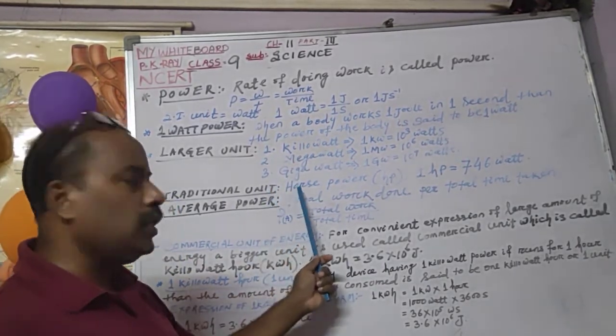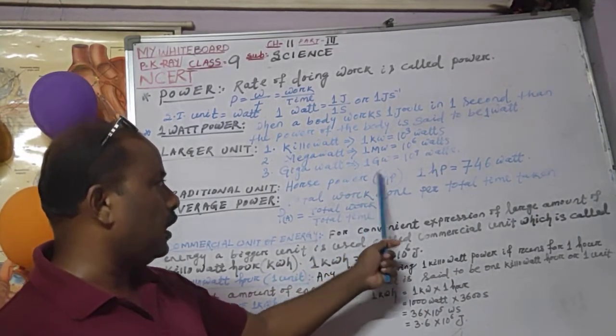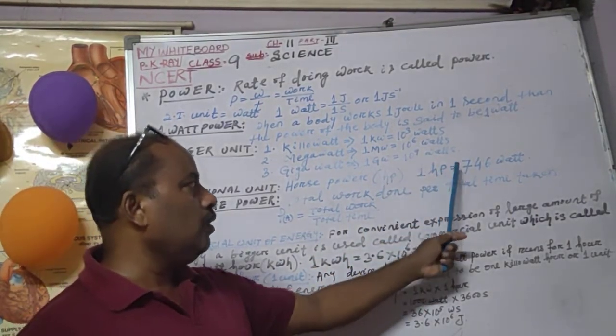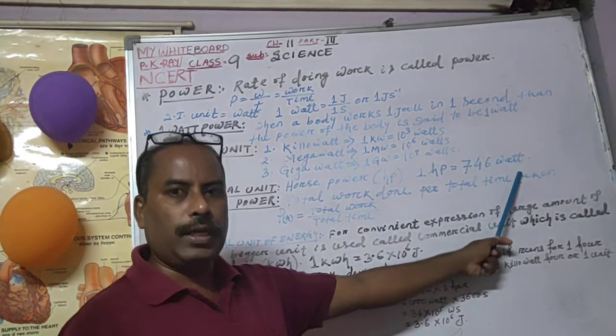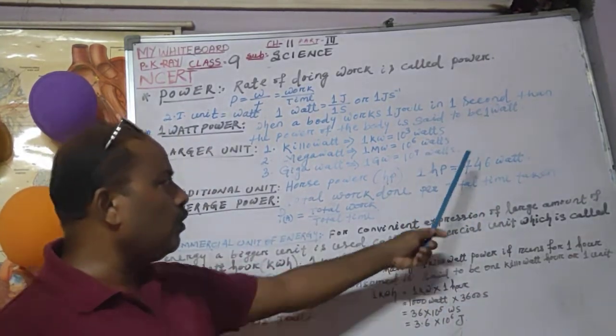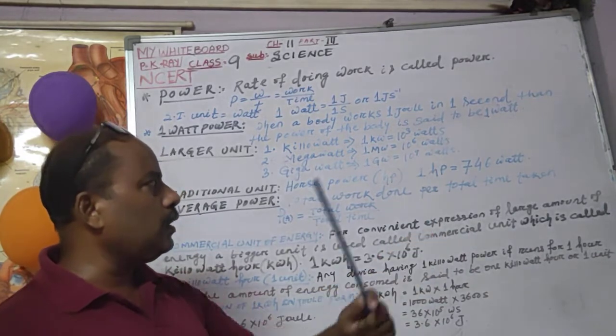So the traditional unit of power is horsepower or HP, and 1 HP is equal to 746 watt. So between the watt and the horsepower, which one is bigger?